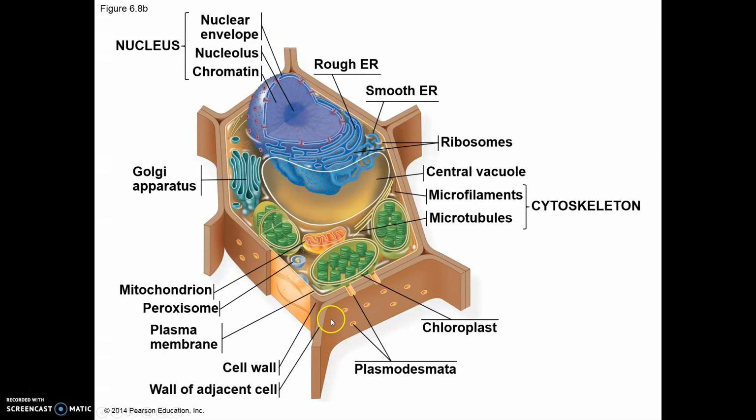So one is a cell wall, and not only plants have cell walls, some fungi have cell walls as well, but in plant cells, it's made out of cellulose and it is a very interesting and specific structure.